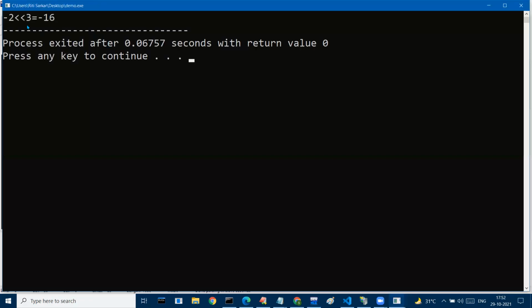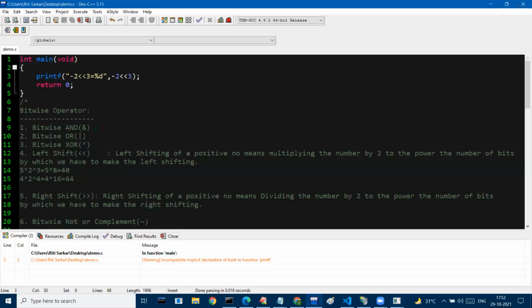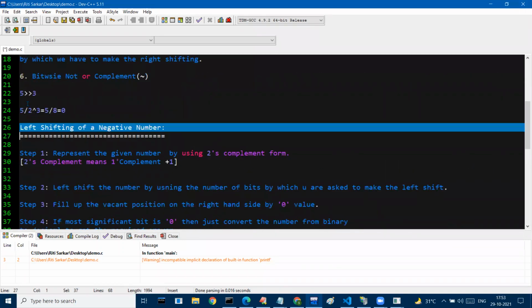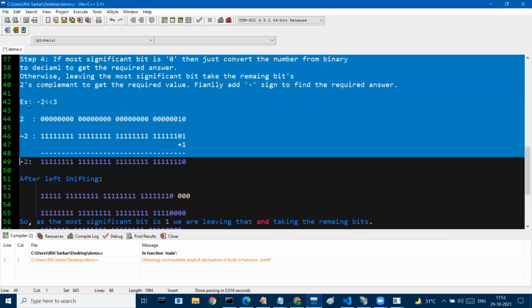Execute, compile and run. -2 left shift by 3 is minus 60. Easy na? This is negative number left shifting. Exactly the same, almost the same, just with a little bit of difference. What is that? Let me copy this. I will make these small changes wherever required.